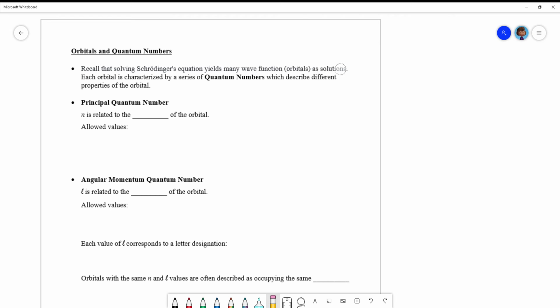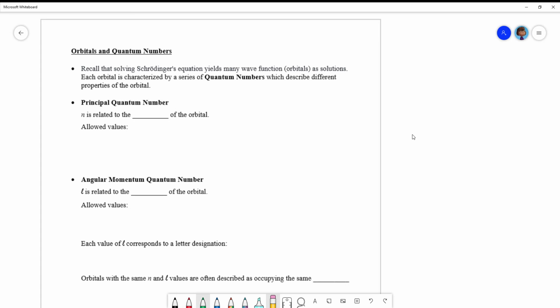Atoms are comprised of many, many orbitals as a result of getting many wave functions as solutions. Now, each orbital, as it turns out, is described by a series of what are called quantum numbers, where the quantum numbers tell us something about the various properties of an orbital. Okay, well, what are the quantum numbers and what do they tell us about orbitals? Well, the first quantum number we're going to look at right here is called the principal quantum number.